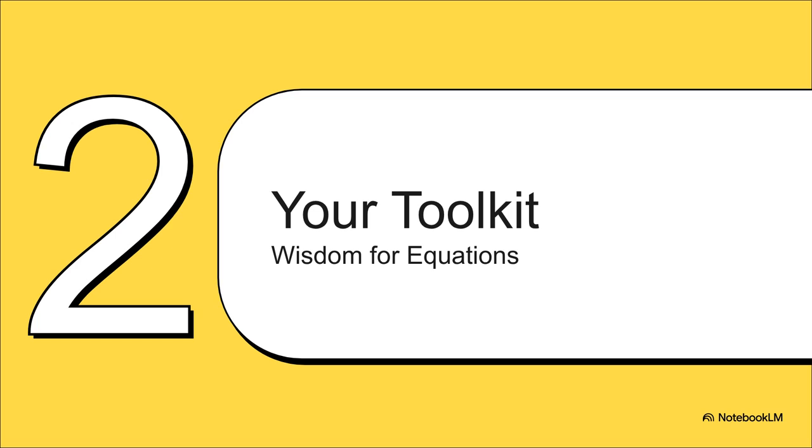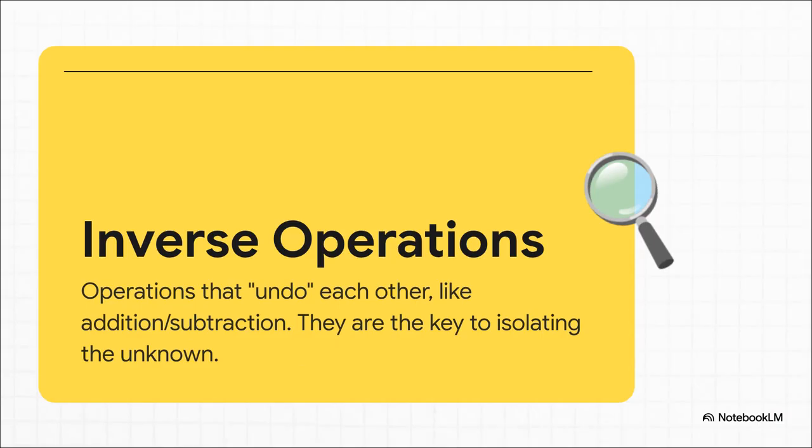You can't just wing it. The most powerful tool in our entire kit has got to be inverse operations. You can just think of them as opposite actions or undo buttons. Addition undoes subtraction, and multiplication undoes division. This is absolutely the key to peeling back the layers of an equation to find out what x is hiding.